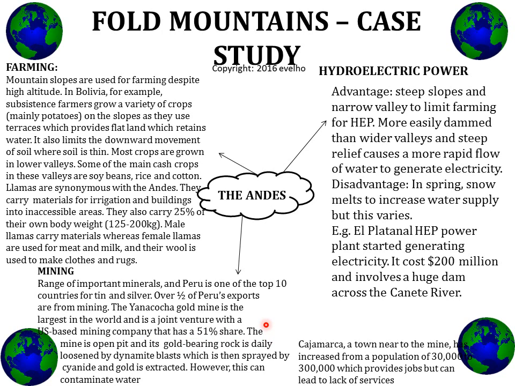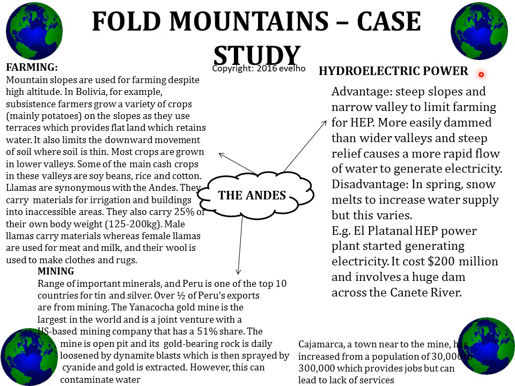The mine is open pit, and its gold-bearing rock is loosened daily by dynamite blasts, and then sprayed with cyanide and gold is extracted. However, this can contaminate water. This little bit still belongs to mining, I just couldn't fit it. Cajamarca is a town near the mine and has increased from a population of 30,000 to 300,000, which provides jobs but can lead to a lack of services such as hospitals, as obviously there are too many people, they can't provide for all of them.